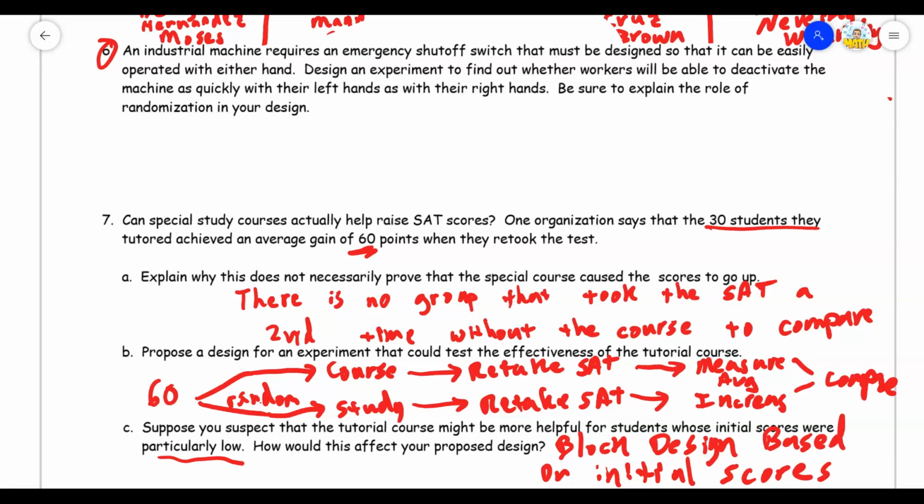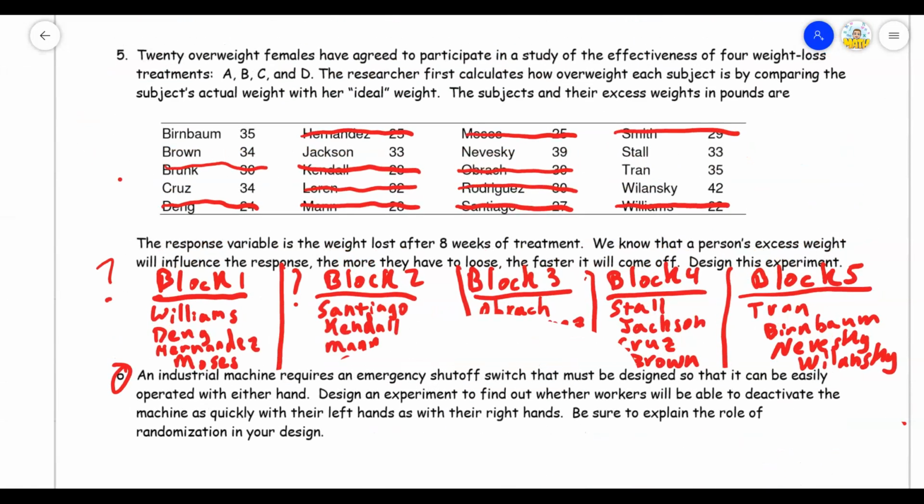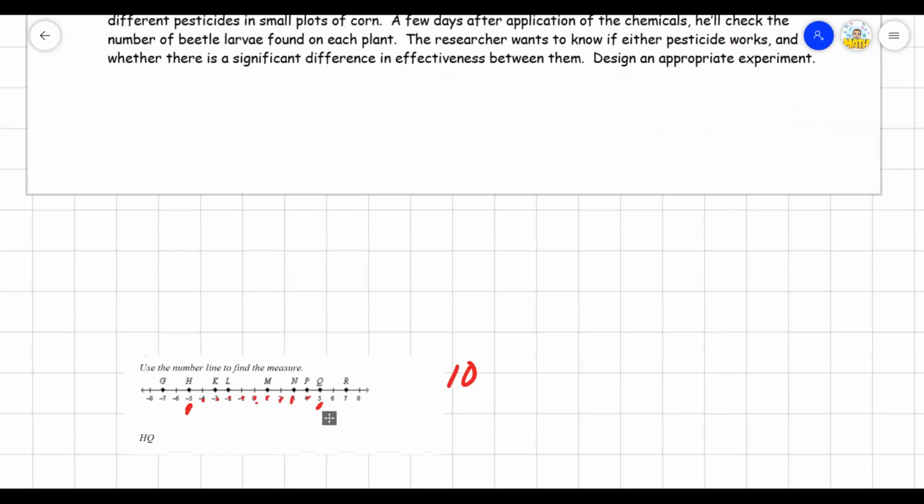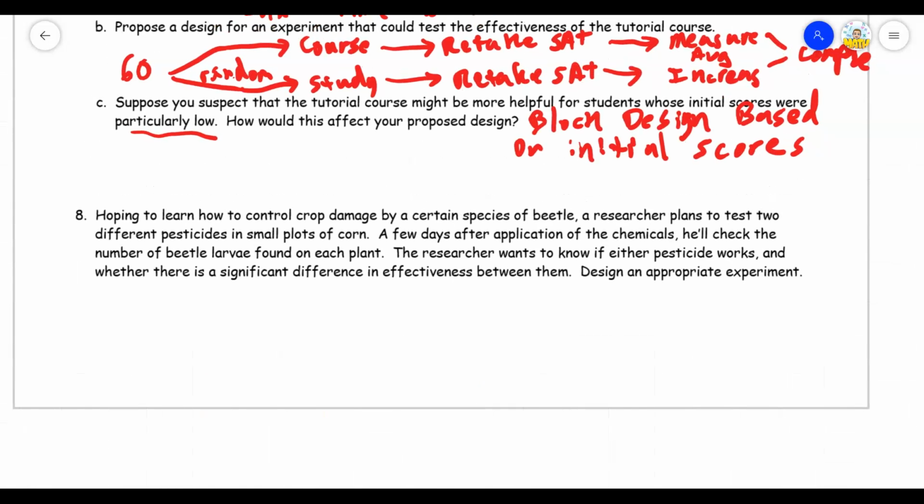So we take everybody's initial scores, group them together in groups as similar as possible, like we did up here, okay? And then we randomly assign them to the same 2 treatment groups. Take the course, or just study on your own. And then we measure the differences again, except we would have several blocks, right? We'd have a low and a high. And then we do the same thing in these 2 blocks that I just did previously.